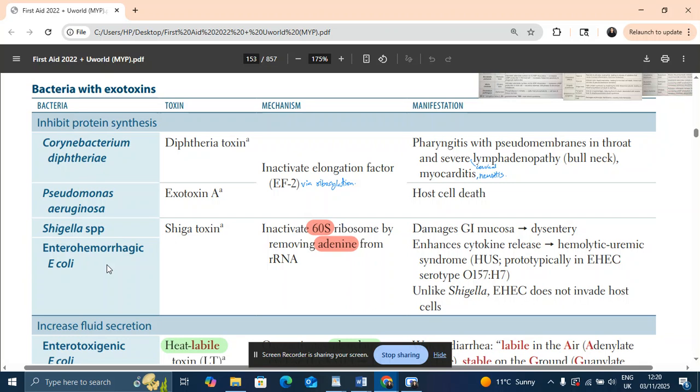Okay, now this is a question I want you to answer. How do we differentiate hemolytic uremic syndrome from thrombotic thrombocytopenic purpura, TTP? How do we differentiate HUS from TTP? There are two more findings in TTP which we don't see in hemolytic uremic syndrome.